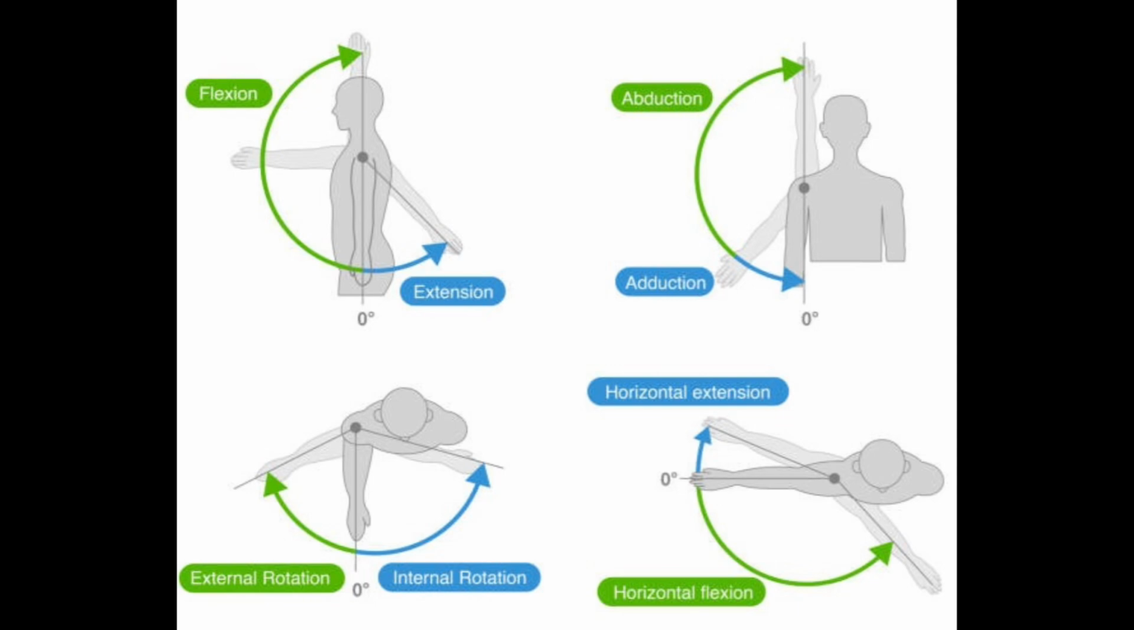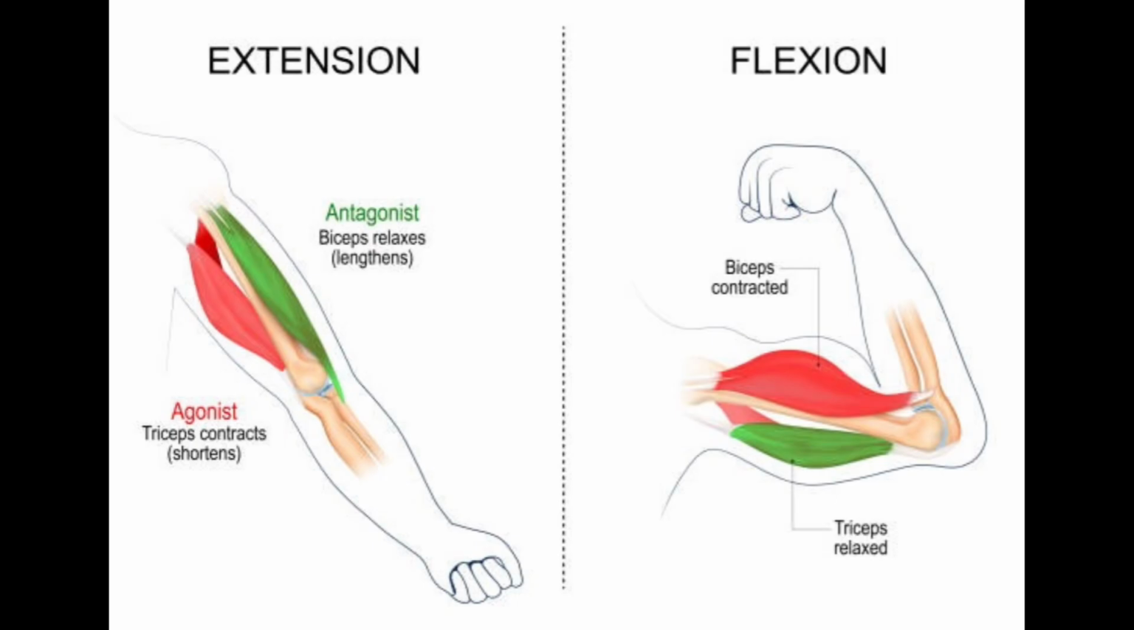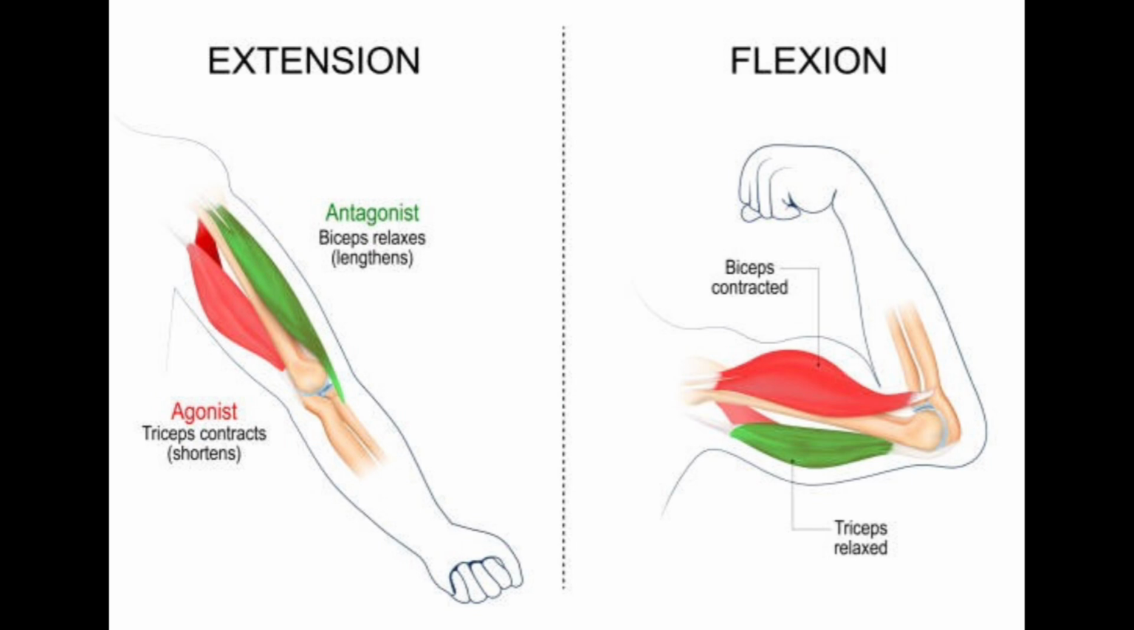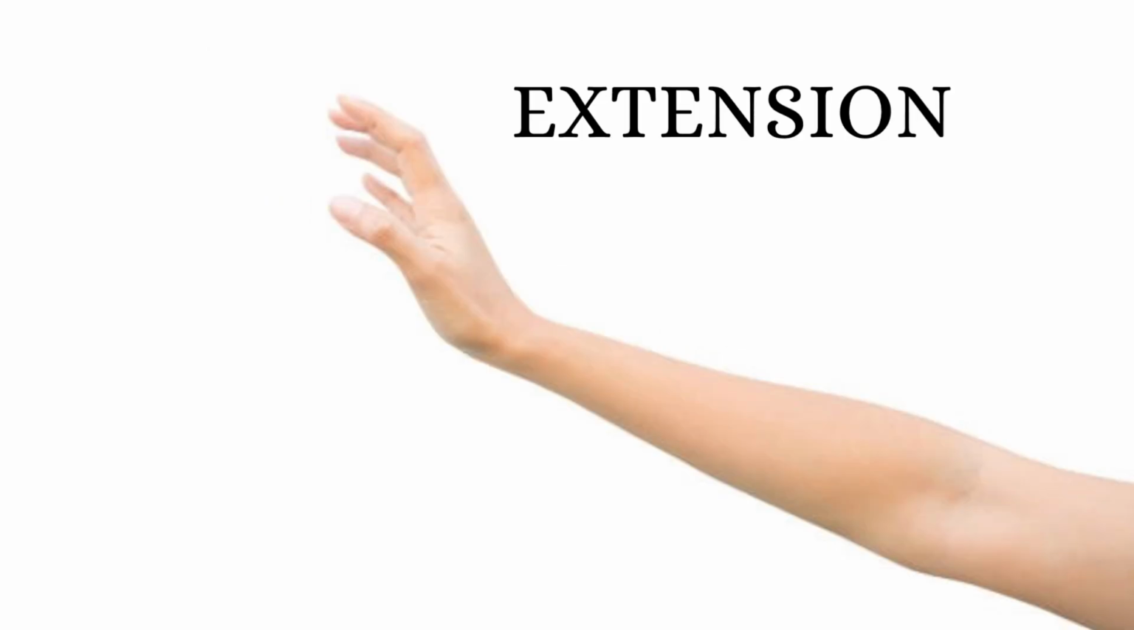Part 4. Movements. Anatomical terminology also includes how we describe movements. Flexion means bending a joint, like when you bend your elbow. Extension means straightening a joint, like straightening your arm.